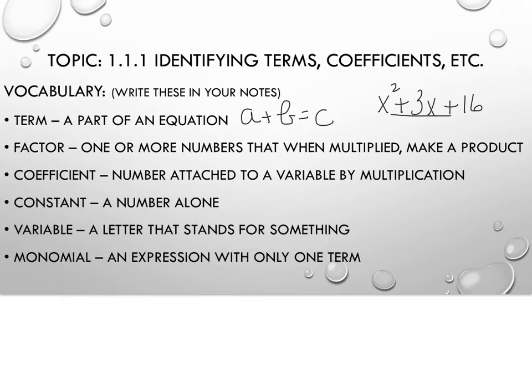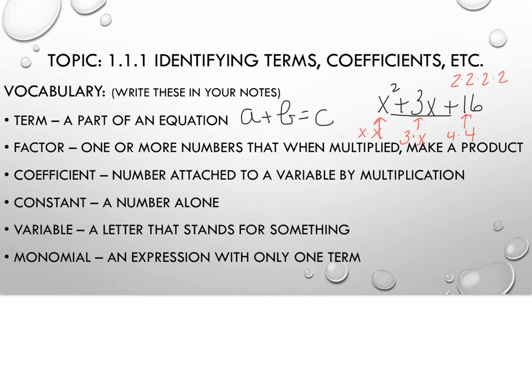The next word is factor, meaning one or more numbers when multiplied make a product. So let's look right here. The factors of x squared are x and x. The factors of 3x are 3 and x. The factors of 16, you could say, are 4 and 4, but then each of the 4's can break down into 2 times 2, so it's a prime number, so that you're dealing with prime numbers. So 2 times 2 times 2 times 2. Of course, we'll go over these more on other slides.